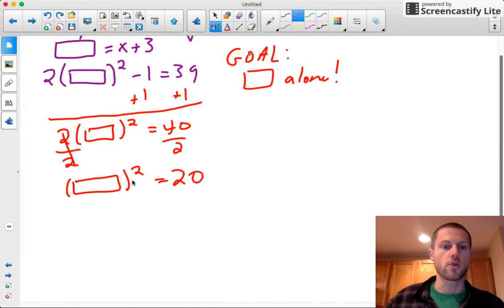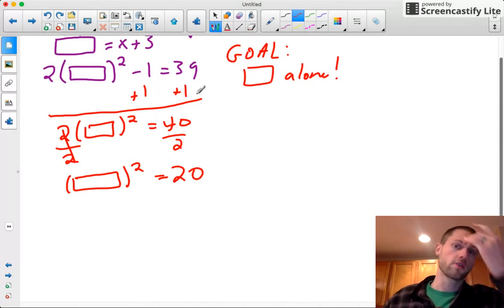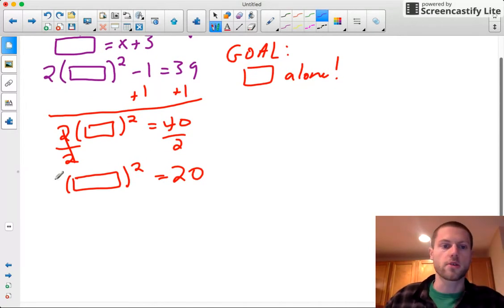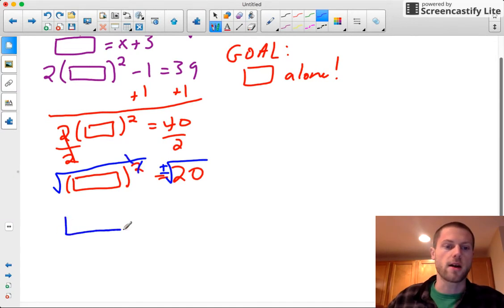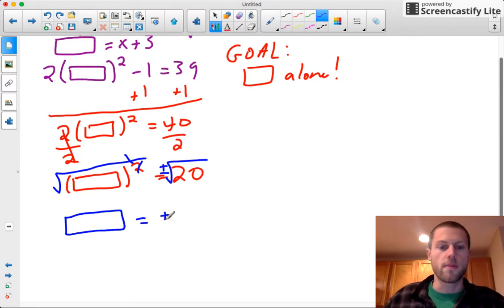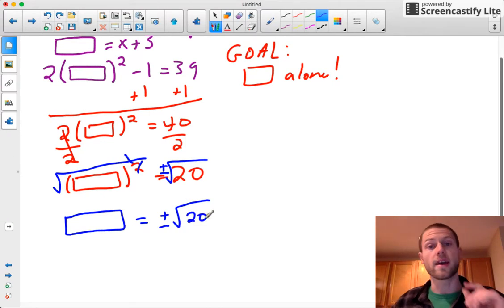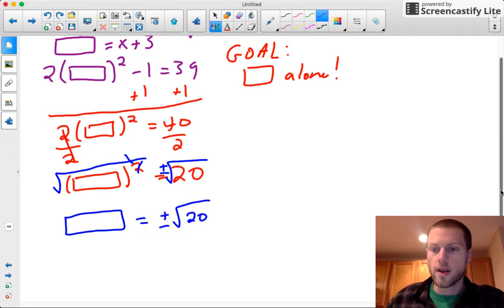Now I'm ready to get rid of this exponent, this 2, the square, by square rooting both sides. And at this point, I have to remember to take the positive and negative root, and these guys will cancel out, and now I have my box all alone. And that is equal to either the positive or negative square root of 20. Now, square root of 20, I can simplify. So why not do that?